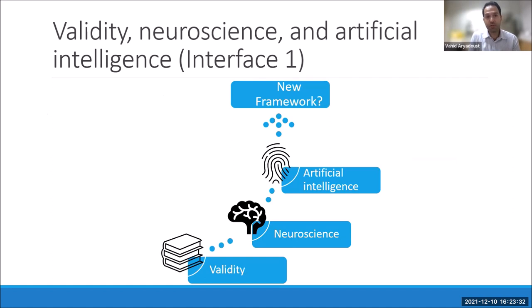So that brings me to the end of this presentation. I just wanted to say that interface webinars, and I hope there will be more webinars in the near future, are meant to combine these three fields of research: artificial intelligence, neuroscience, and validity. In this series of presentations, we have taken our first step, and I look forward to more presentations like this in the future.